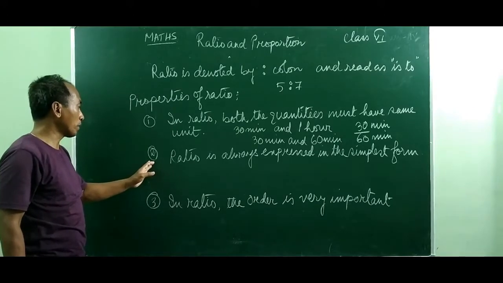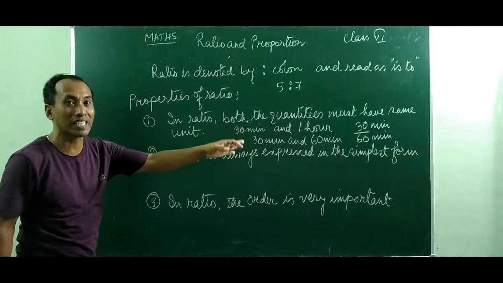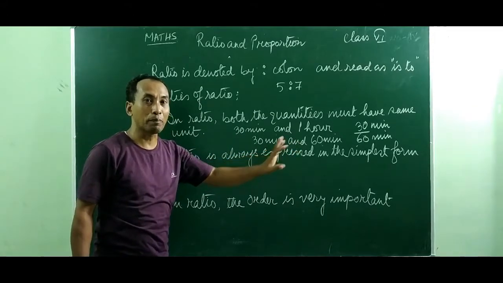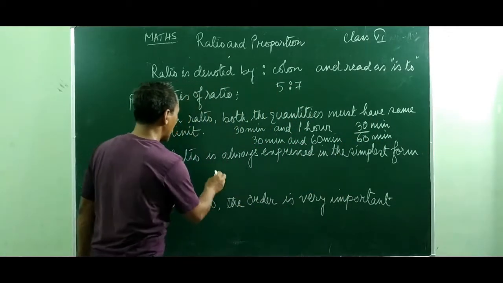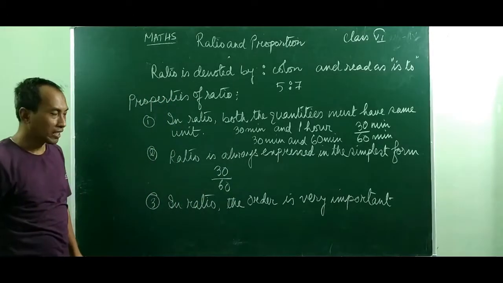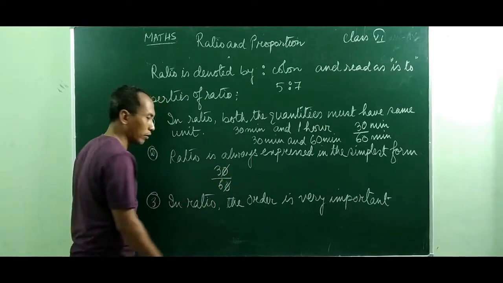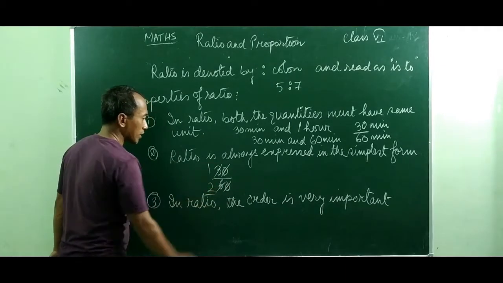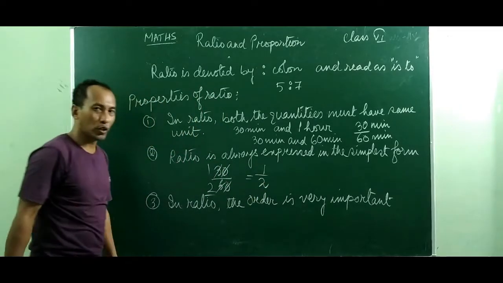So property number 2 is that ratio is always expressed in the simplest form. Here I have given you 30 is to 60. This is not the simplest form. The simplest form is that you can cancel 0 and 0, and 3 ones are 3, 3 twos are 6. So what is the simplest form? The simplest form is 1 by 2.